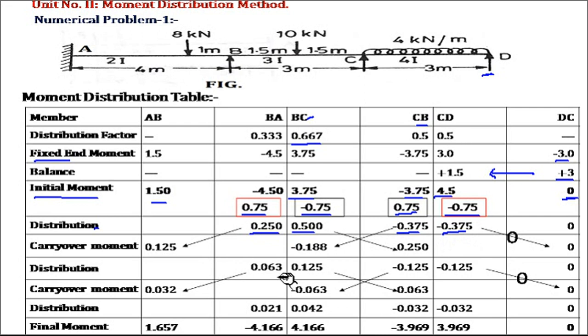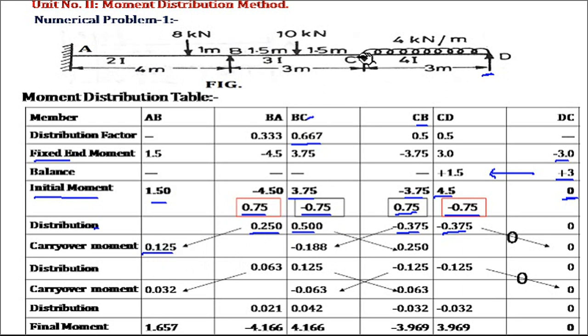Okay, now this moment is to be carried over to the far end, and it depends upon the condition. Now from B to A, the far end is fixed. So as the far end is fixed, the carryover of the moment is allowed. So it will be 0.250 divided by 2, and that value is 0.125.